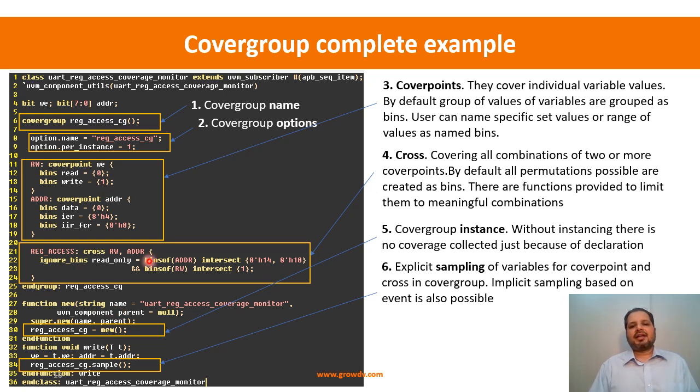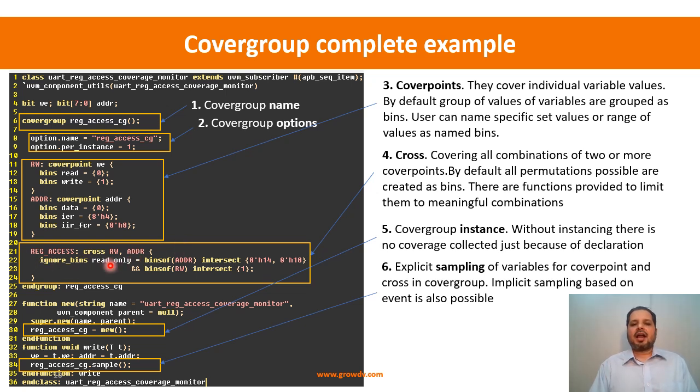And then next we define the cross. We have seen that we can see both read and write, and independently each of the addresses being accessed. Now we want to make sure that when we put them together as a combination, we have done both read and write access to all of these addresses. So we give the name of the cross, colon, cross, which is a keyword, and we list the coverpoint names. Here you have to list the coverpoint names: RW is the name of one coverpoint, and ADDR is the name of the other, in a comma-separated list. That's how you create a cross.